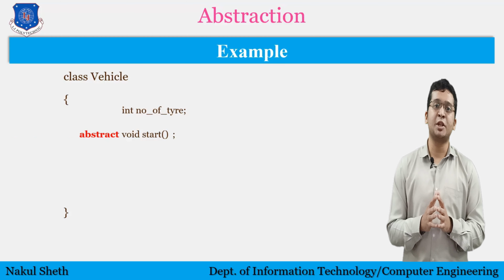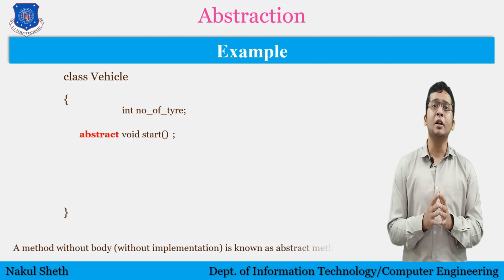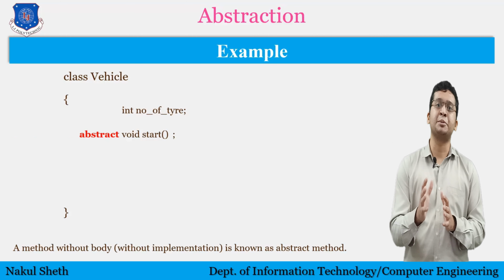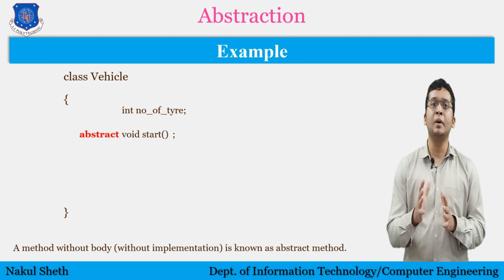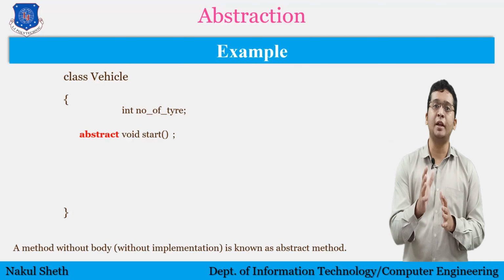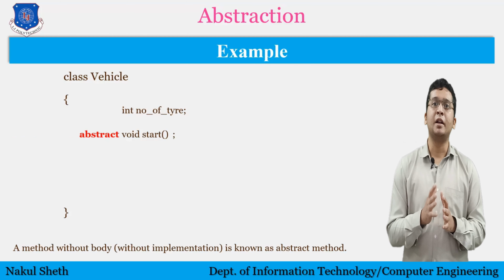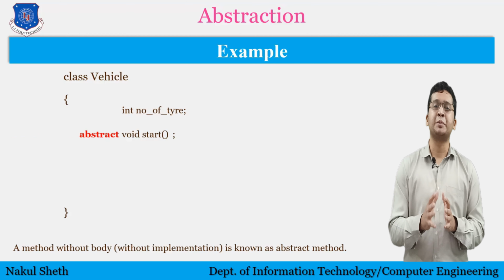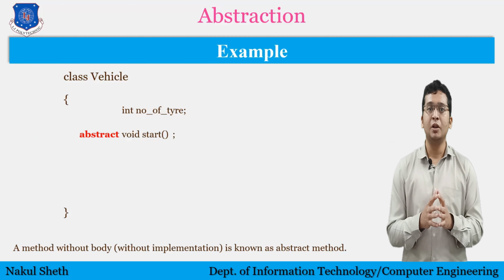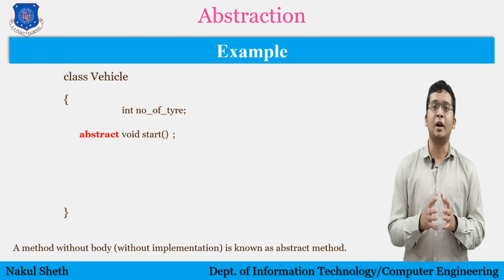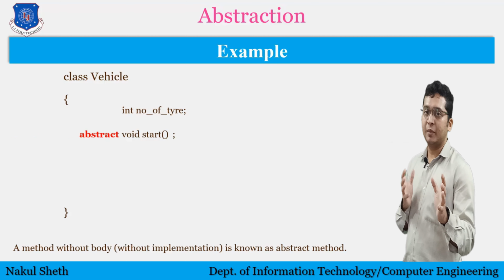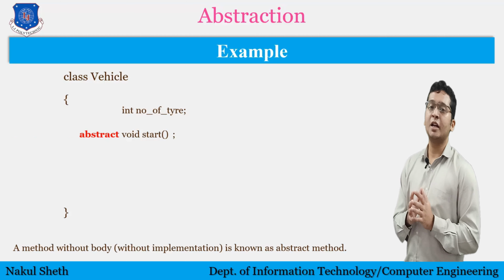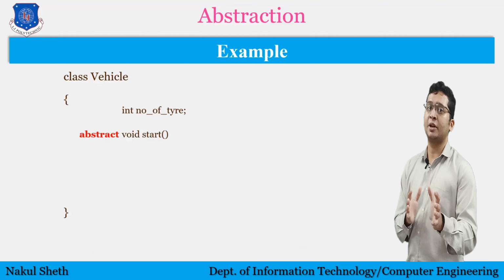So what is an abstract method? A method without a body is known as an abstract method. So we are going to display only the name of that method, but we don't create its body part. In a simple way, an abstract method is a method which doesn't have its body part. And the second point, if any class contains an abstract method, then that class must be declared as an abstract class.